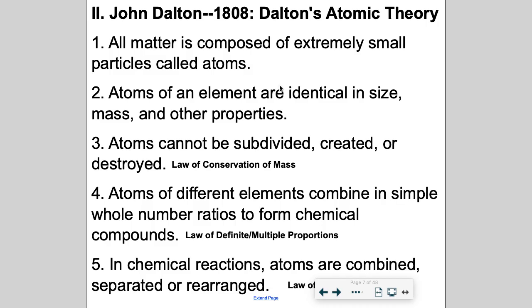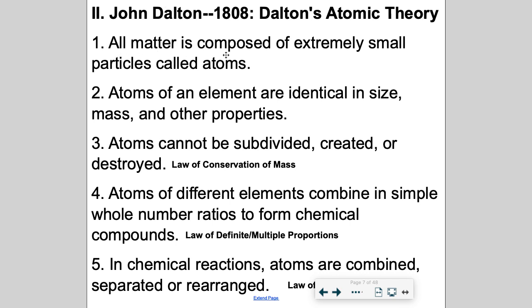Okay, I'm going to move on to John Dalton. So John Dalton was a school teacher back in the early 1800s, and he proposed basically an explanation that encompassed all of these 3 laws that describe what happened in a chemical reaction. And so we kind of call it Dalton's atomic theory. So these are the 5 statements.